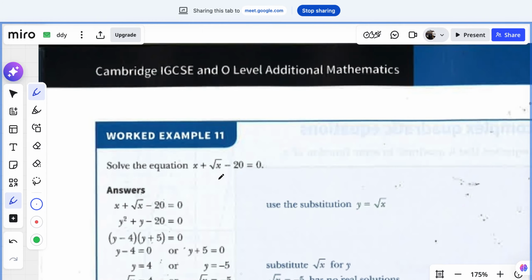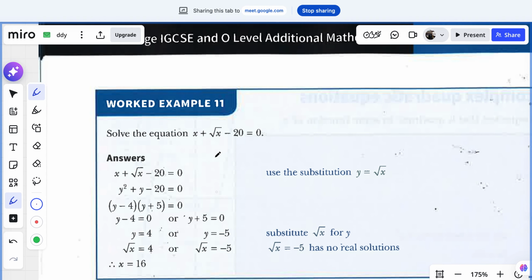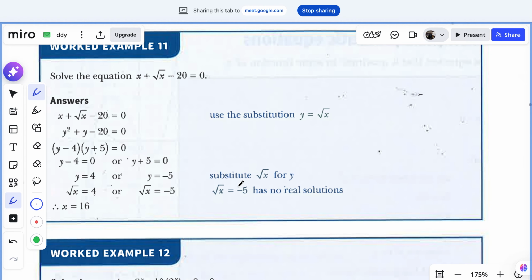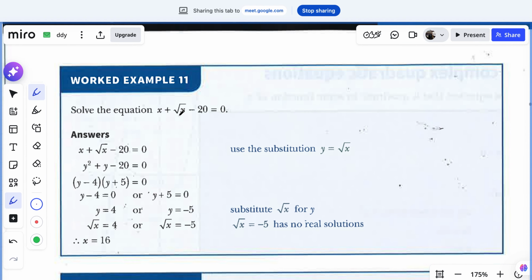Okay, this example. Same here, they say solve this equation. So when they give you a weird equation, they say solve, your mind should go to the substitution method. We have two more examples left. They say we should solve this equation: x plus root x equals 20.